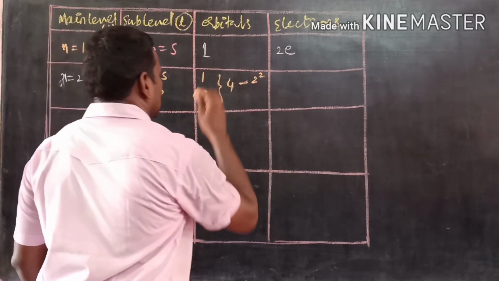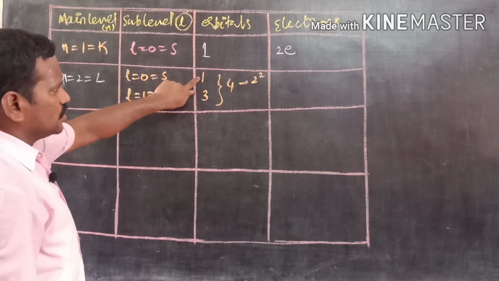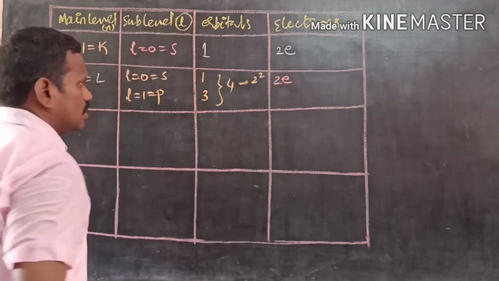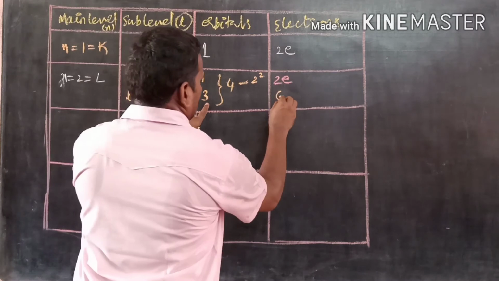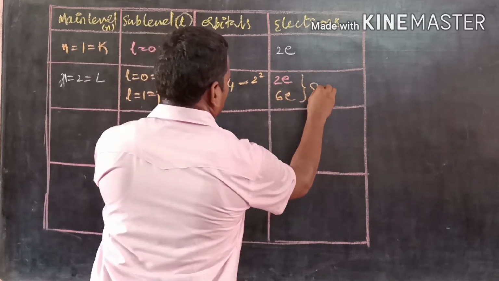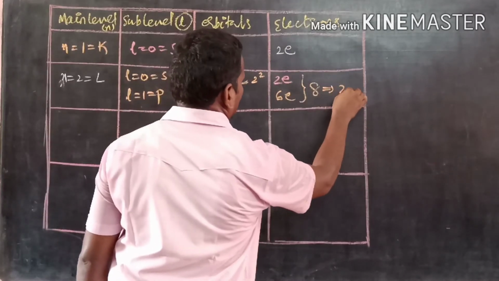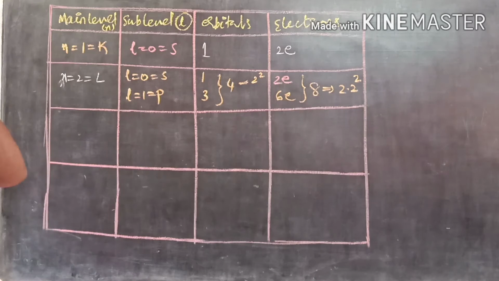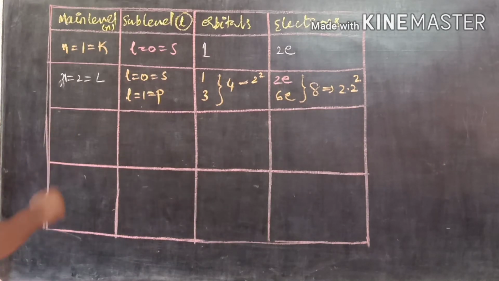Now, here come the electrons. The s sublevel, with 1 orbital, can accommodate 2 electrons. The p sublevel, with 3 orbitals, can accommodate 6 electrons. Now, the total number of electrons is 8. This 8 can be written as 2 into 2 squared.